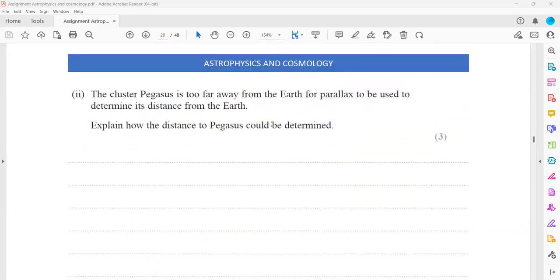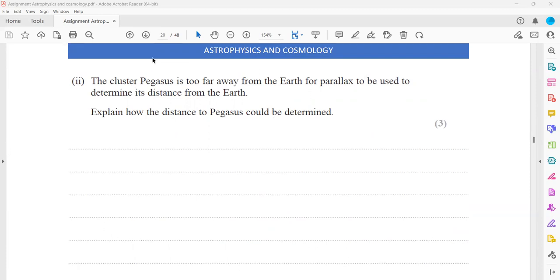The cluster is too far from Earth for parallax to be used. Determine how the distance could be determined. How can we determine the distance of stars or galaxies which are far from us? We cannot use trigonometric parallax. First we determine the redshift, which they already mentioned. So what else can we consider? We can also consider them as a standard candle.